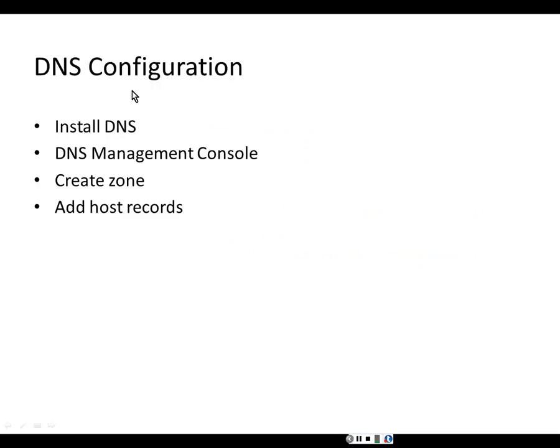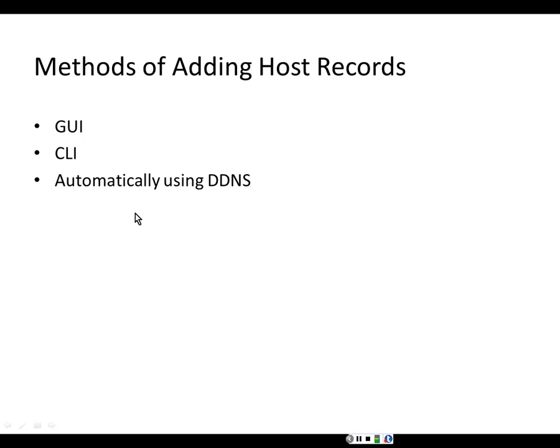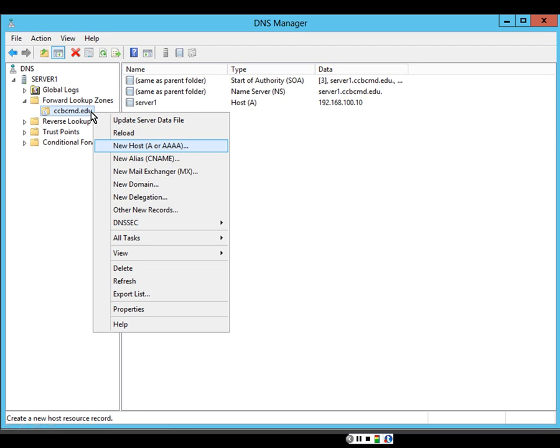So DNS configuration: you install the DNS service, then you go to the DNS Management Console, then you create a zone, and then you add host records. There are three methods of adding host records to the DNS server: graphical user interface, command line interface, and automatically using dynamic DNS. Now, the graphical user interface method we just did. You use the DNS manager and you right-click on the name of the zone and you select New Host. That's one way to go.